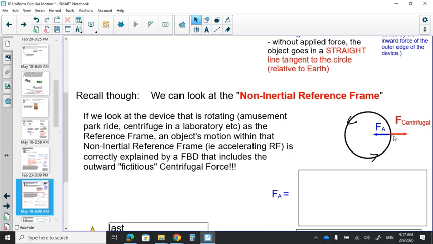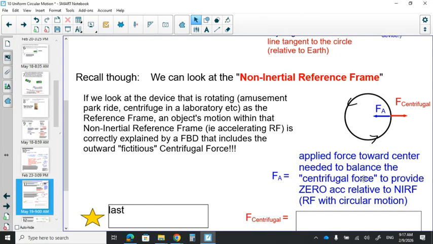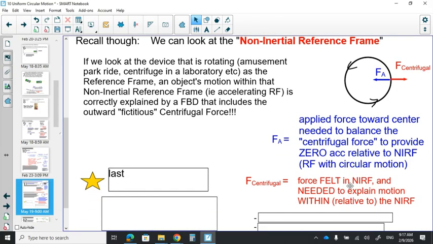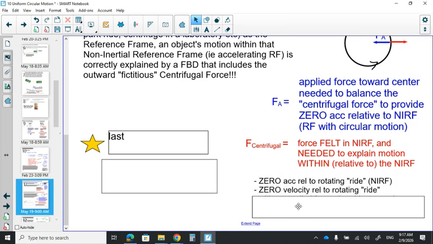And so within that ride at the fair or wherever you are, in that ride, basically you have no acceleration relative to the seat that you're strapped into in the ride that you're on, right? So in that case, you have this applied force towards the center, and you have this centrifugal force out, right? And so they're balancing to give you that zero acceleration, right? So there we go.